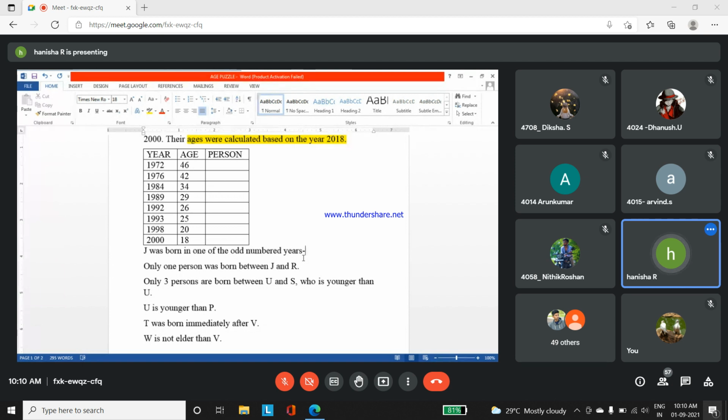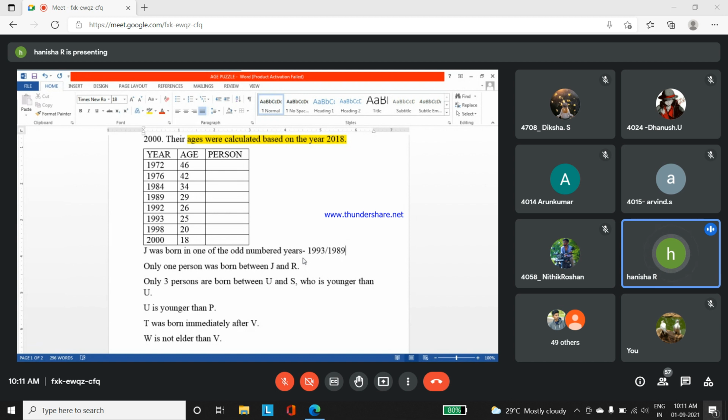As I read the sentence, I look at the years. Out of the 8 years, only 2 years will be odd numbered, that is 1989 and 1993. So I'm writing it on the side of the clues itself: 1993 and 1989. If you're a student solving on rough paper, put serial number 1 and write 1993/1989. So the first clue's possibilities are 1993 and 1989.